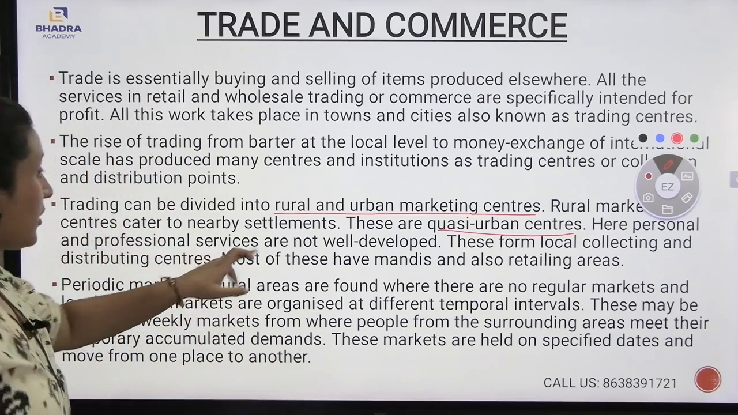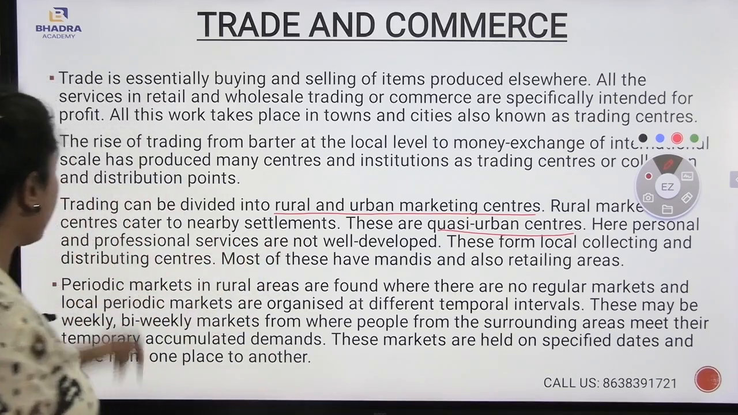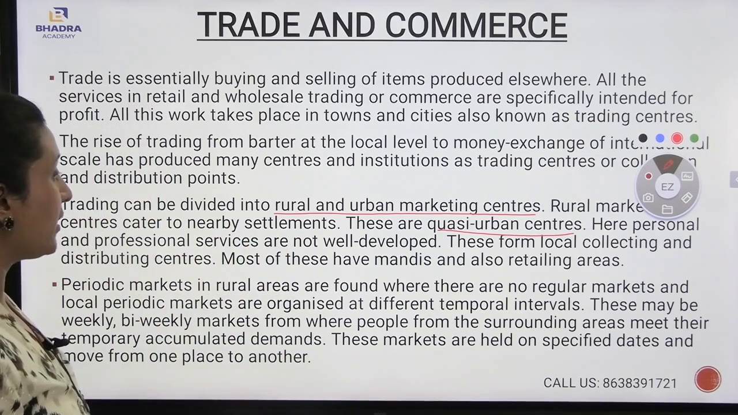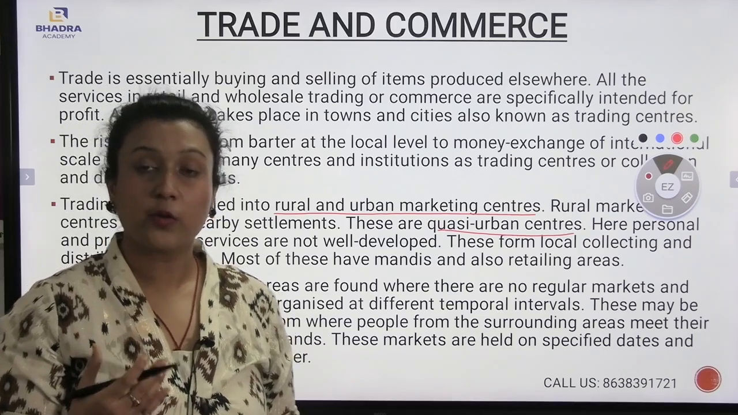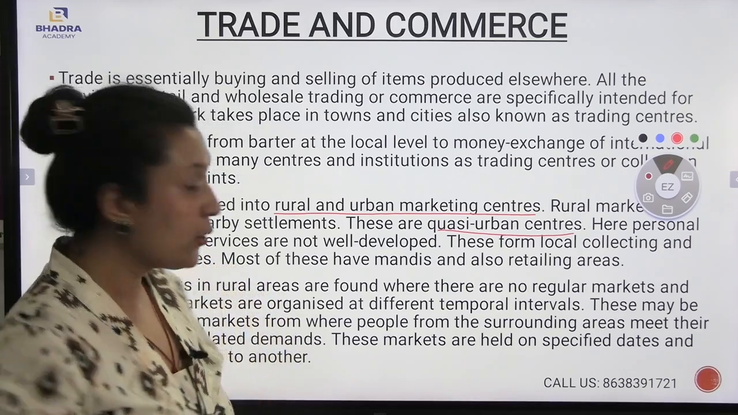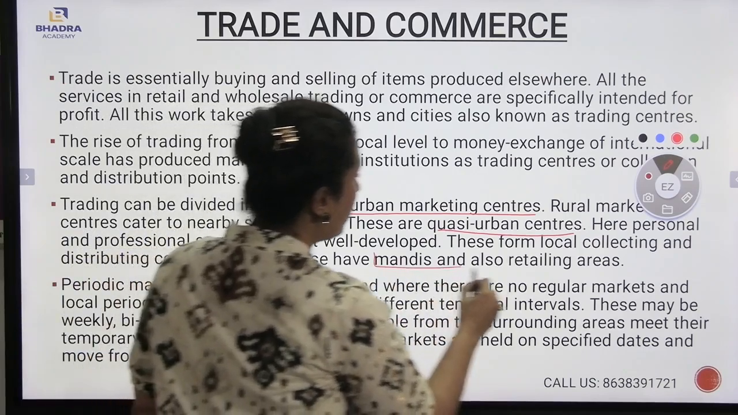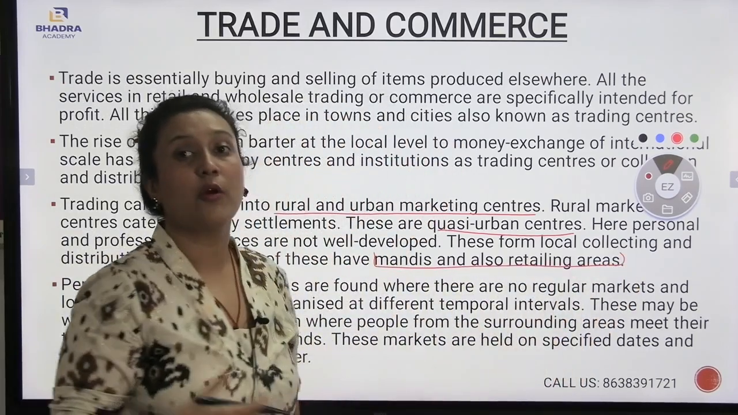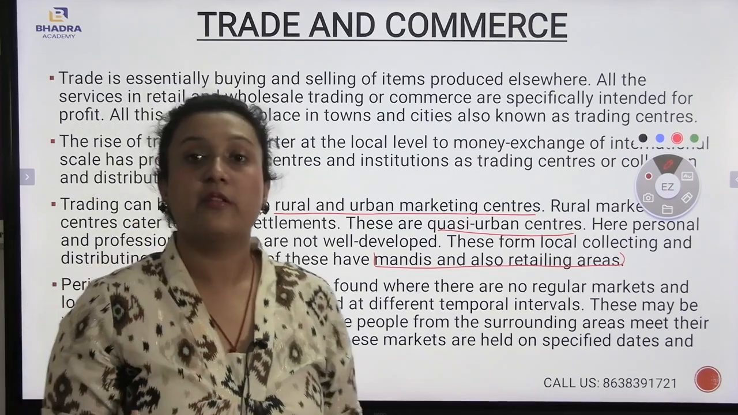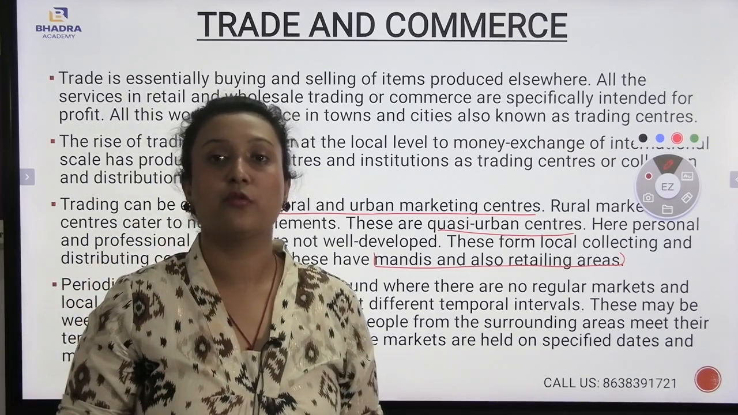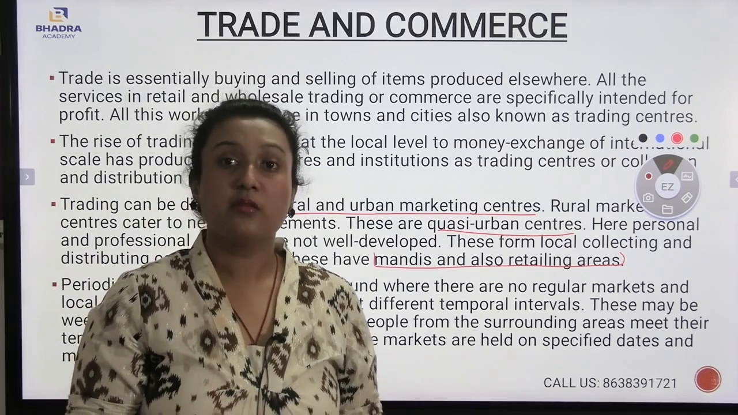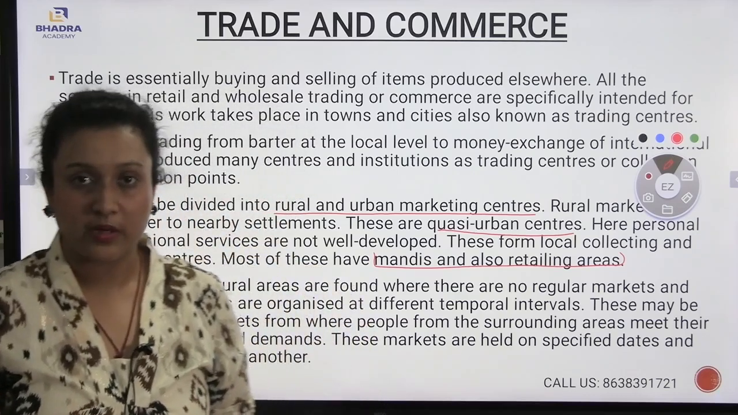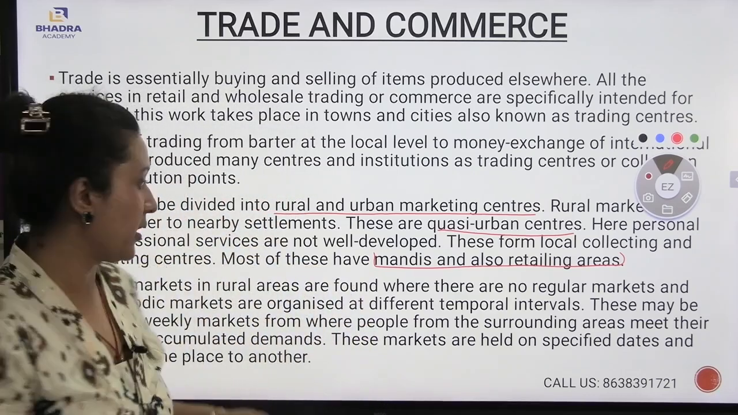But if I talk about local collecting and distributing centers, most of these have mandis and also retailing areas. Now, how is business carried out in these rural urban centers? With the help of mandis and small retailing areas. There are mandis and small retailing areas, and vendors who sell those products from house to house or from one place to another. So these are the characteristics of the quasi-urban areas, or you can say rural marketing.